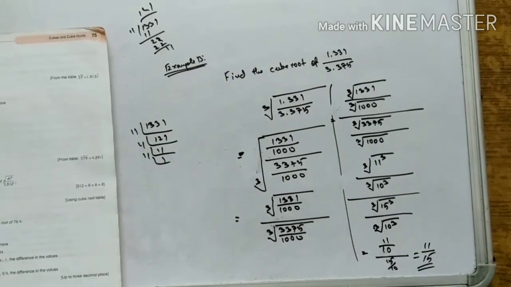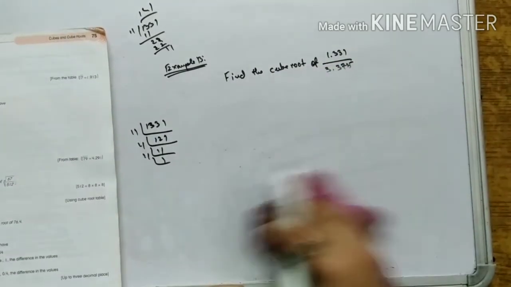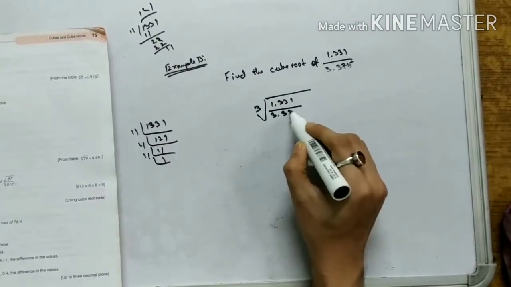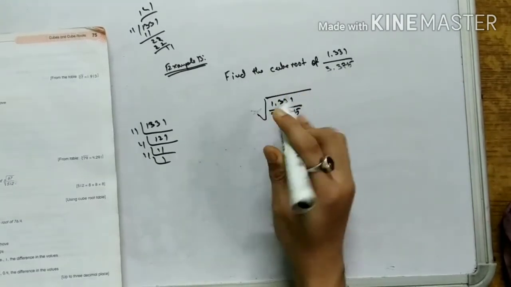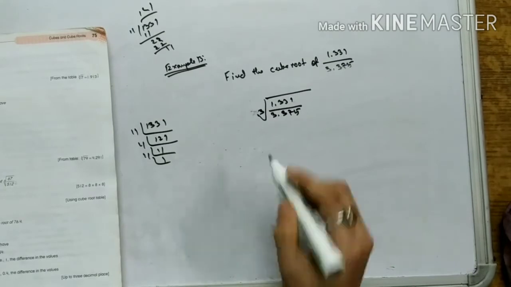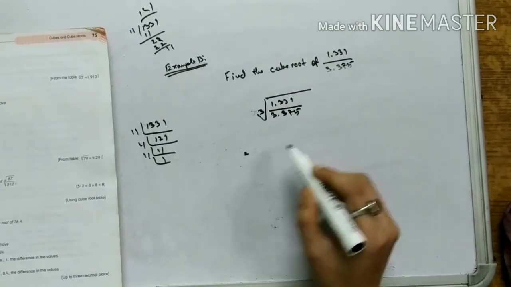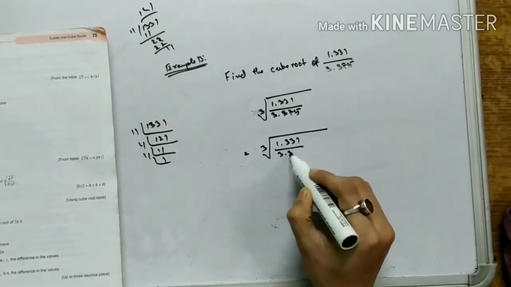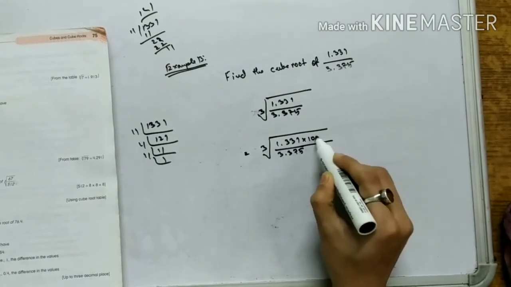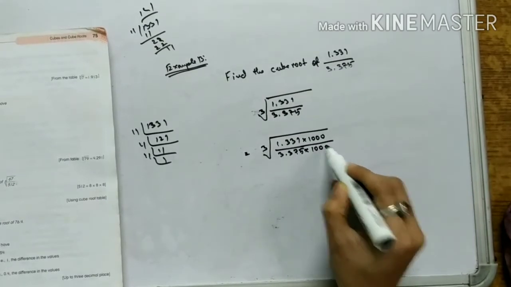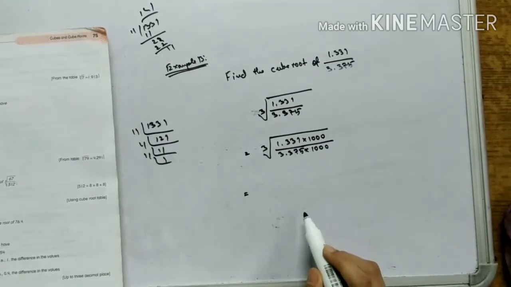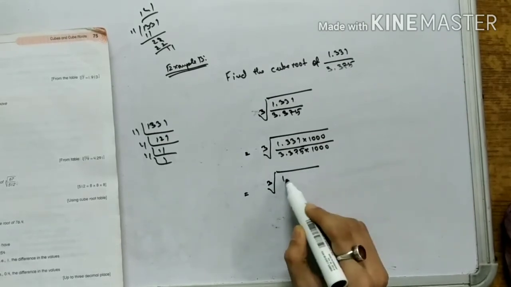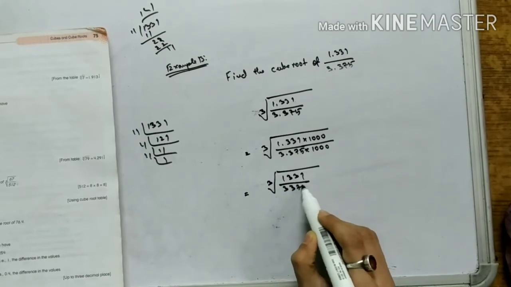So either you can do it in this way, or if you are finding any difficulty, we can do it in this way also. 1.331 by 3.375, cube root I will have to find. You can do it in this way also. Cube root of 1.331 by 3.375. Both numerator and denominator we can multiply by 1000, so we can remove the decimal. So this one we will get 1331 by 3375.